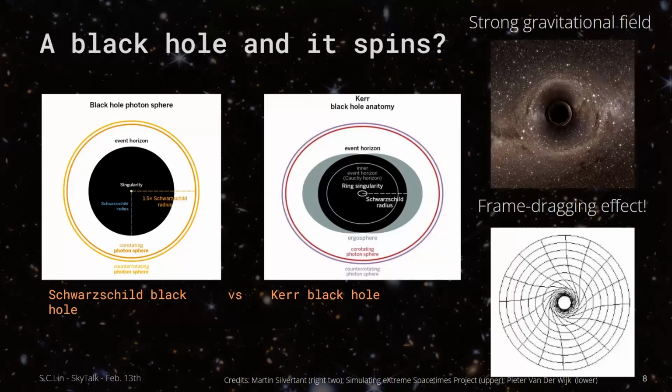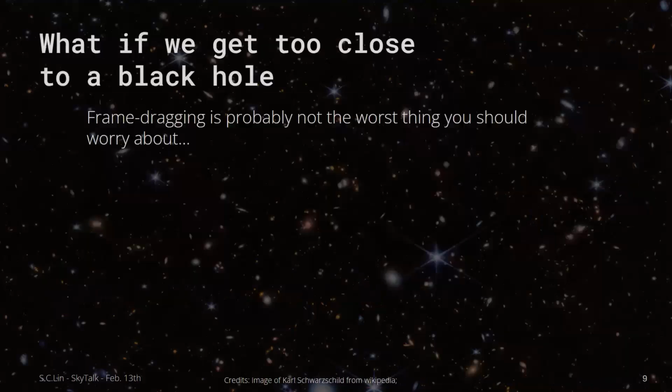And on the top right, it's showing the NASA simulations of two black holes rotating around each other, and what would happen when light passes through such a strong gravitational field, how it's being twisted and bent when you see it in front of the black hole. So I think frame dragging will probably be one of the interesting effects given by a spinning black hole, but people are always asking what if we get really close to the black hole, or what if we fall into a black hole, what would happen?